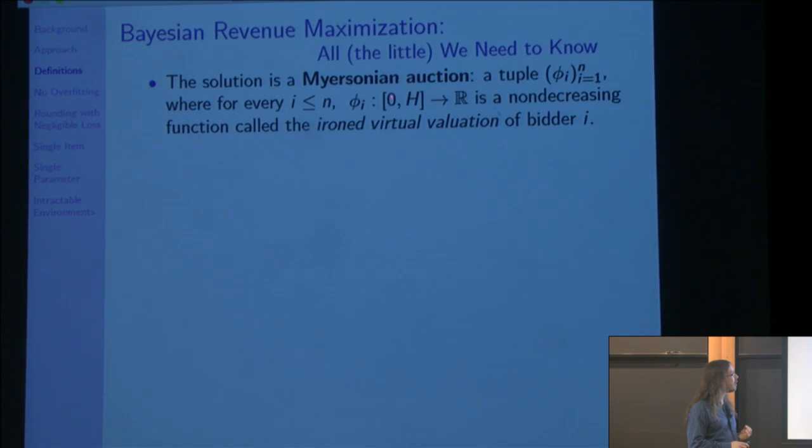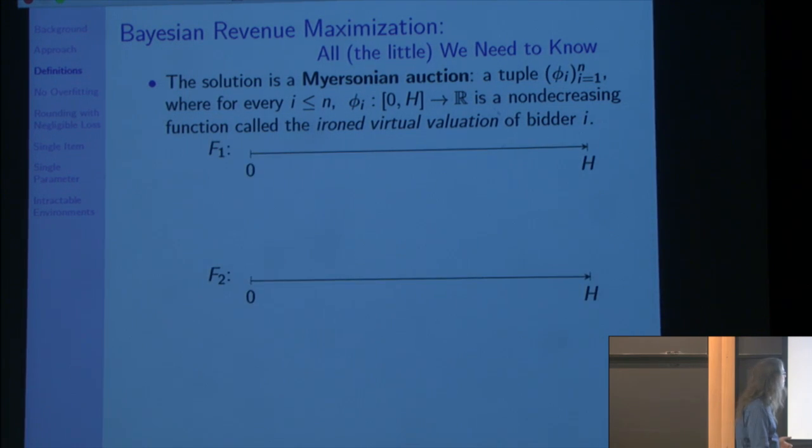And these functions are from the bid space of the bidder to the reals, to what we call virtual value space. That's a name that's been around for a while. These are called the virtual valuation functions of the buyers. Anyone here who knows Myerson's algorithm is actually talking about virtual valuations. If you don't know what I'm talking about, then forget the last sentence.